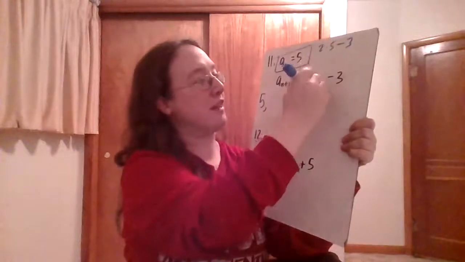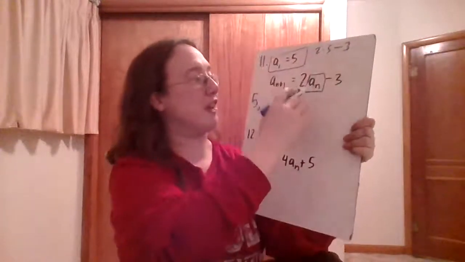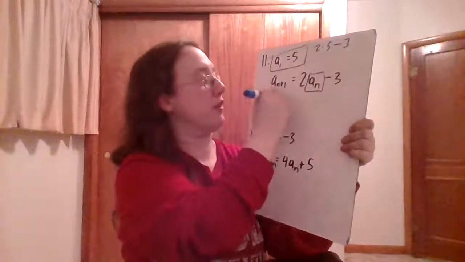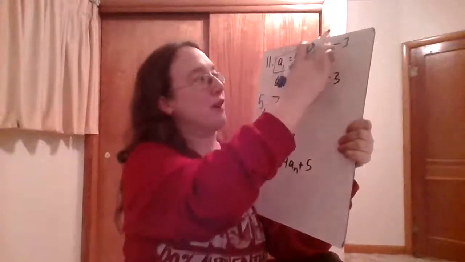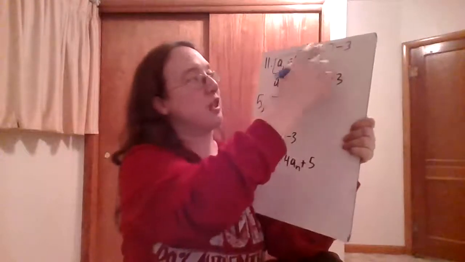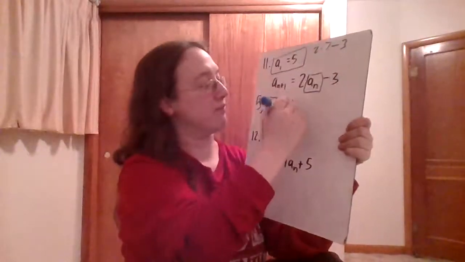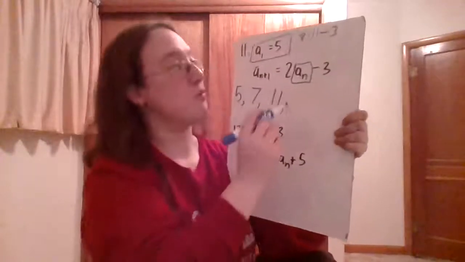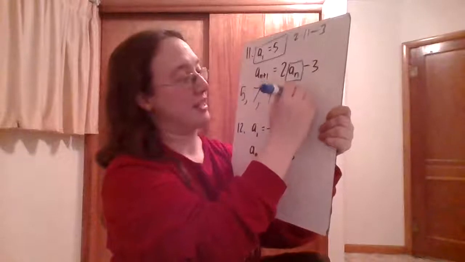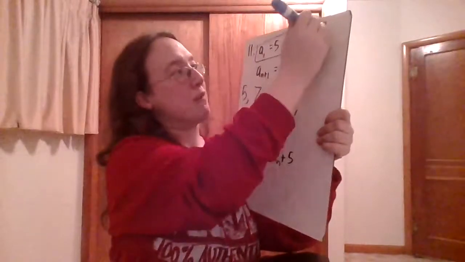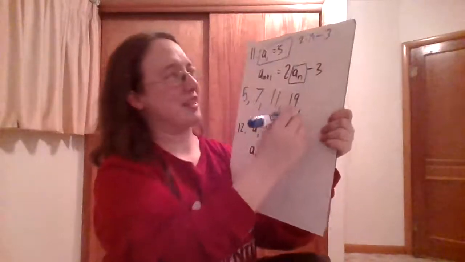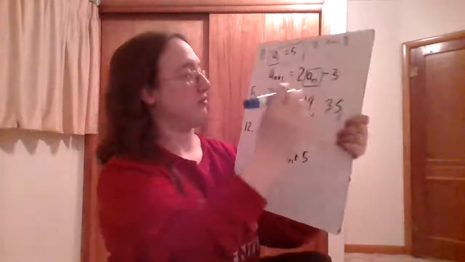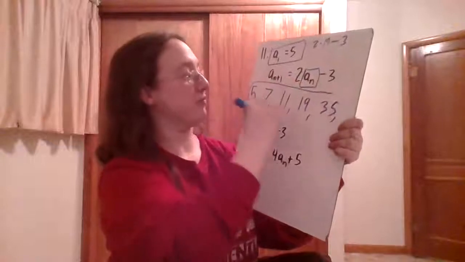And when you're plugging that in, that's plugging that in for that whole thing, a sub n there. So that's where that 5 is going. So 2 times 5 is 10, minus 3 is 7. And then we're doing the same thing with 7. 2 times 7 is 14, minus 3 is 11. And then we're doing the same thing with 11. 2 times 11 is 22, minus 3 is 19. And one more time, we're doing the same thing but with a 19. 2 times 19 is 38, minus 3 is 35. So those are your first 5 terms.